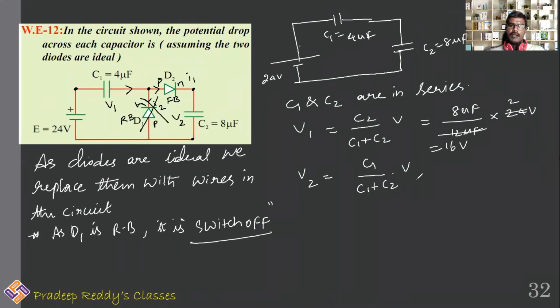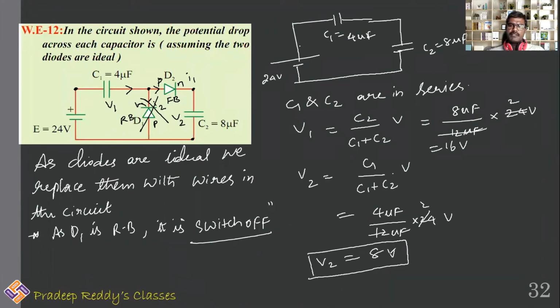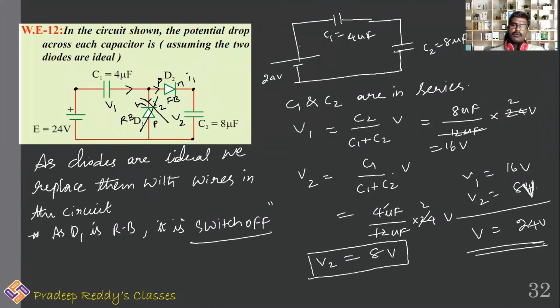This is 16 volt. Likewise, V2 can be written as 4 microfarad divided by 12 microfarad into 24 volt. This 12 to 24, 4 to 8. 8 volt is V2. Voltage dropped across the first capacitor V1 is 16 volt. Voltage dropped across the second capacitor is 8 volt. V1 is equal to 16 volt. V2 is equal to 8 volt, and that should be equal to total voltage V, which is 24 volt. Net voltage supplied will be equal to net voltage dropped across the two capacitors.